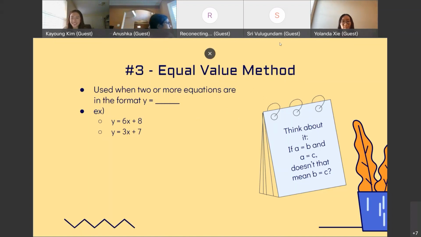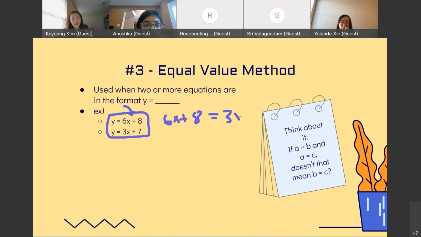Using that same logic, I'm gonna look at these two. If y equals 6x plus 8 and y equals 3x plus 7, does that mean 6x plus 8 equals 3x plus 7? Is that true? Yeah, since they're both equal to y, they have to be equal to each other. So when there's two equations in the format y equals something, then we use this equal value method. And it's pretty helpful.